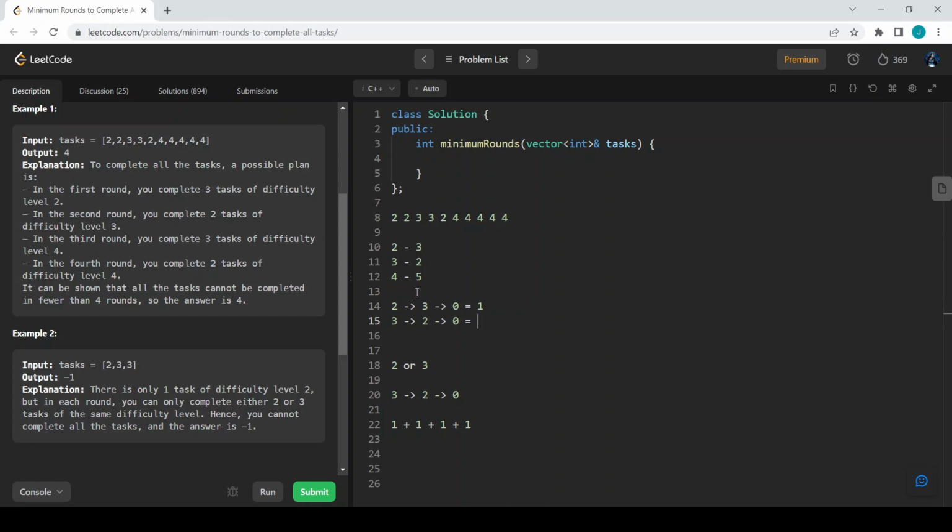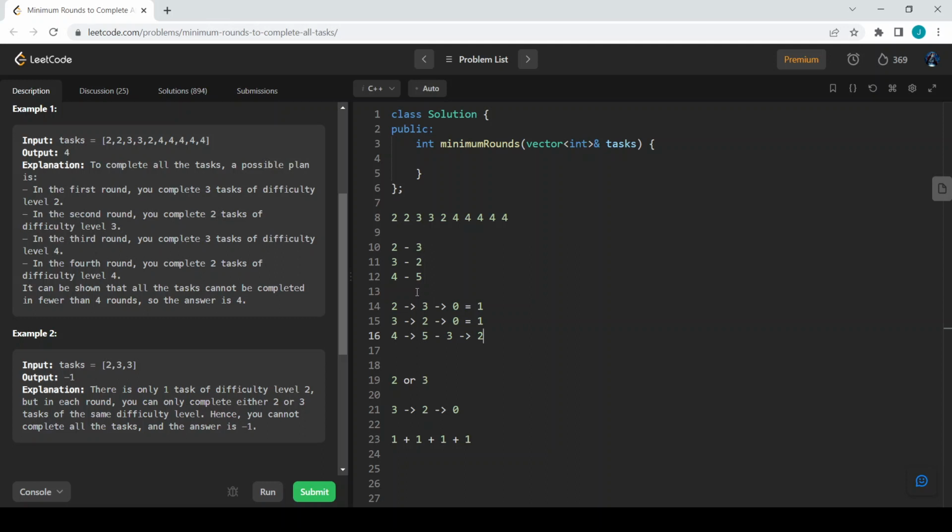And here we have round 1. For difficulty level 4, the total tasks available is 5, and we want to do a 3 task first, so that we will reduce. So we can subtract 3 from 5, and we will reach 2. And we cannot do a 3 task again.